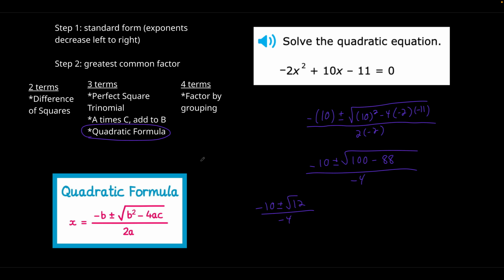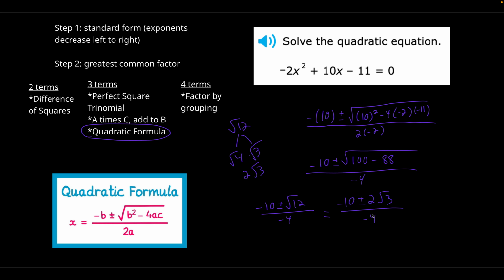So you get to here in the problem, and what's new now is the square root of 12 can be simplified. Okay, again, we learned that in a previous lesson. This can be broken into 4 and 3, which gives me 2 square root of 3. So now it looks like this, -10 plus or minus 2 square root of 3 over -4.